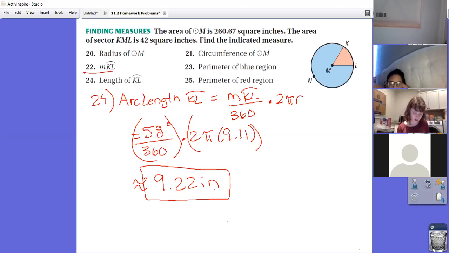Yeah, so number 22, if you solve number 22, you would have gotten 58 degrees on that one. Like I said, they kind of build. If you're having trouble with one of the initial problems, you would have had trouble doing all of them.